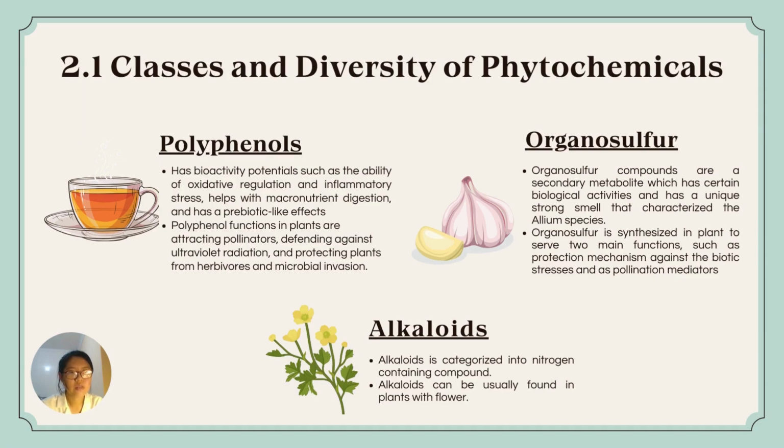And the last one is organosulfur. Organosulfur compounds are secondary metabolites which have certain biological activities and have a unique strong smell that characterizes the allium species. The organosulfur is synthesized in plants to serve two main functions: as a protection mechanism against biotic stresses and as pollination mediators. That's all for me. The next part will be explained by my friend.